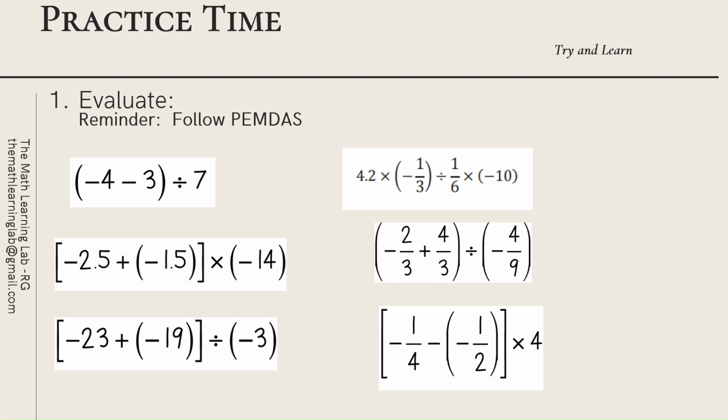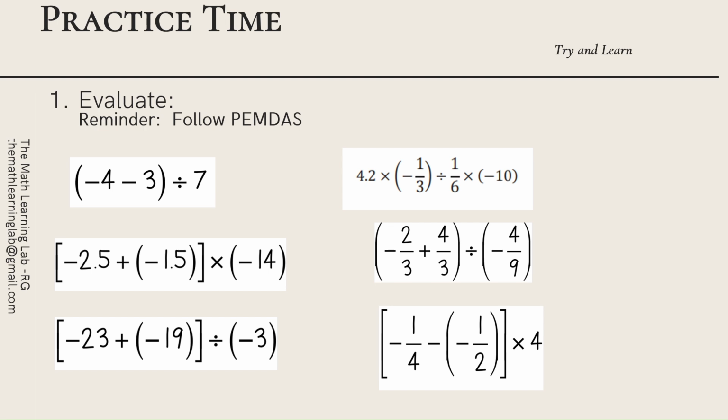Here are a few more problems. Remember, when we are doing this type of operation, we still need to follow PEMDAS. P stands for parentheses, E stands for exponent, M for multiplication, D for division, A for addition, S for subtraction. So the first one, let's say we are doing minus 4 minus 3, divided by 7.